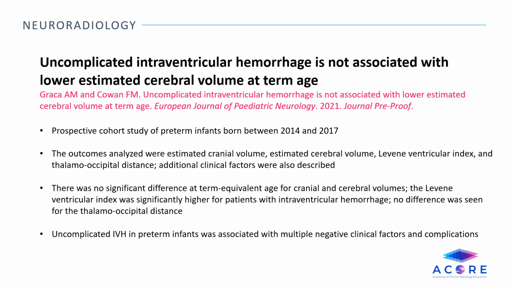Uncomplicated intraventricular hemorrhage in preterm infants was associated with multiple negative clinical factors and complications, including lower APGAR scores, higher CRIB scores, higher need for invasive ventilation and PDA treatment, and the presence of sepsis.